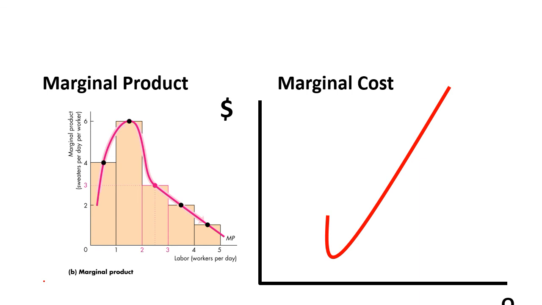The more productive I get, the lower my cost. As my marginal productivity is going down on the right side of the marginal product graph, this is going down. My productivity is not as high. My cost is going up. The marginal product and marginal cost are just opposite of each other. They're inverses. Okay?